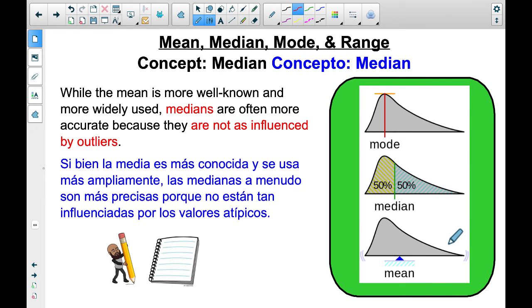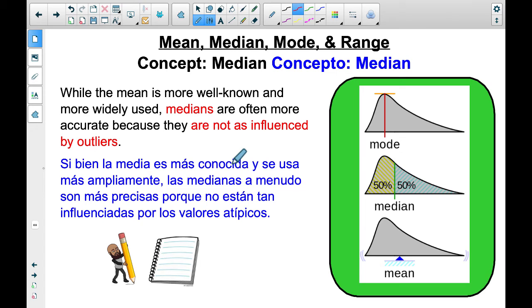Now, mean is the most commonly used measure of central tendency, right? You hear average all the time. But medians can be more accurate when there are outliers. And this was mentioned in the mean lesson. Mean is highly affected by outliers. Outliers being numbers that are way bigger or way smaller than the rest of your data set.